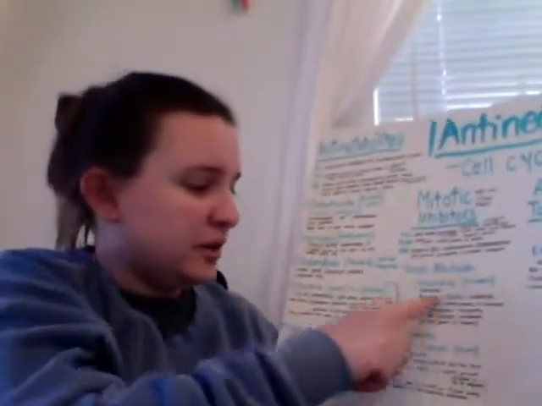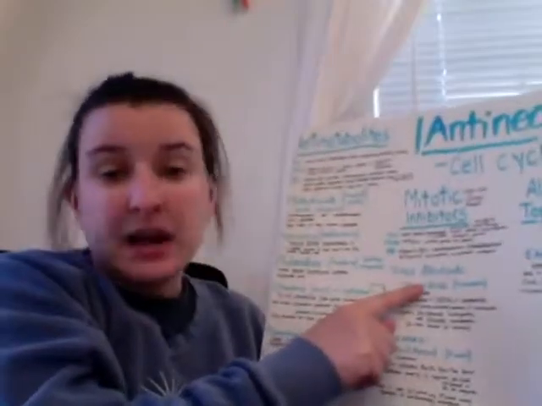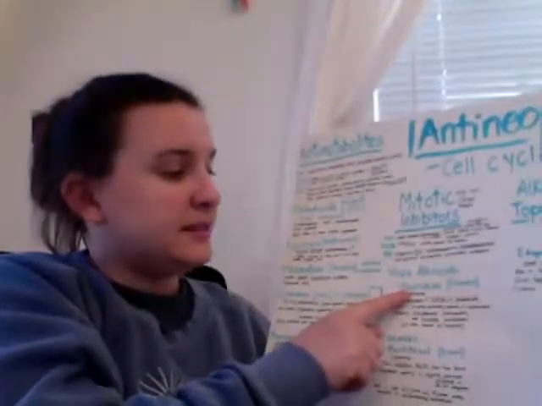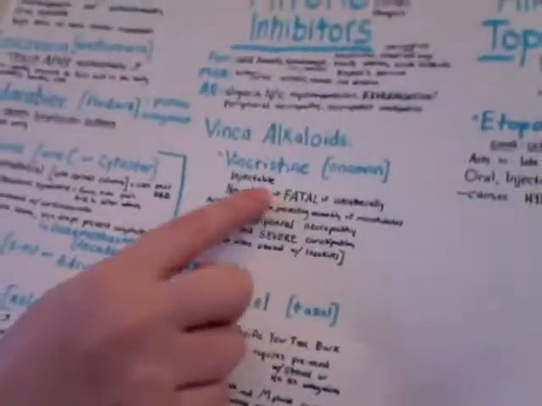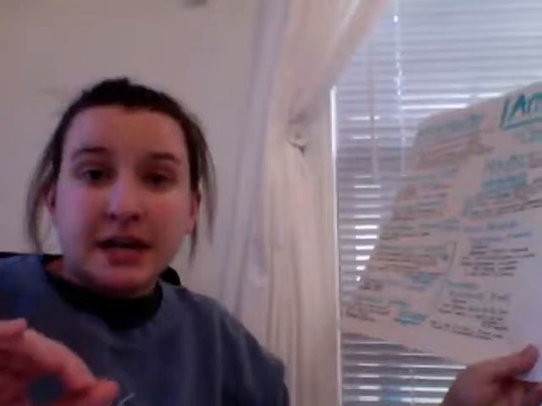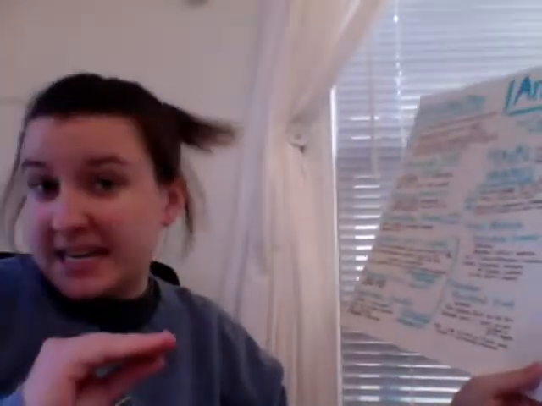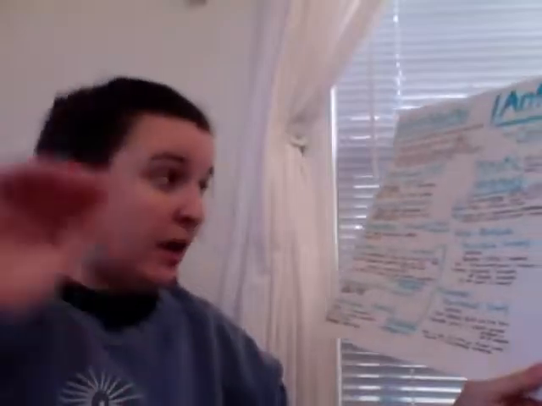There's 2 drug classes in this category. We have vinca alkaloids and taxanes. Vinca alkaloids, the drug name is vincristine, which is Oncovin. It's an injectable. This is neurotoxic. If it is given intrathecally, that is fatal. So it cannot be given in the spinal cord.